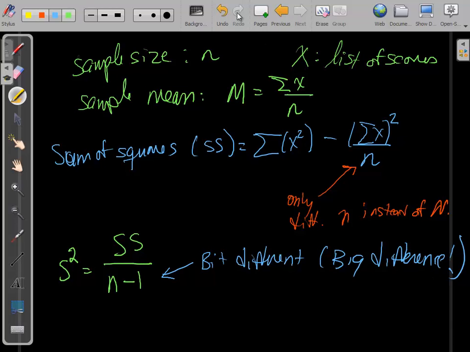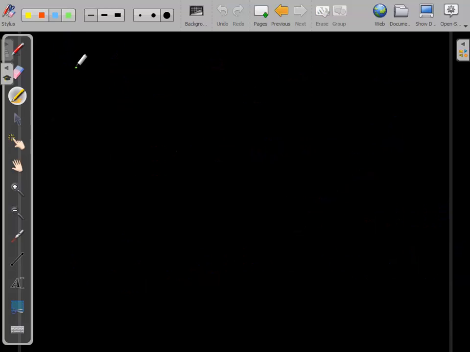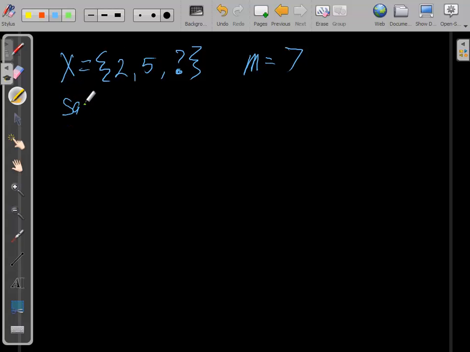Let's take a look at an example. Let's say our list was 3 scores, and we knew 2 of them, 2 and 5, and then this unknown value. If I provided the sample mean, which is, let's say, 7, you can figure out what that missing score is. So this is a sample, and we know 2 out of 3.